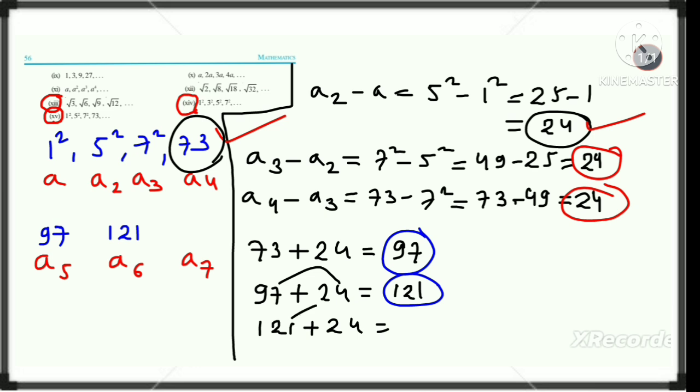Okay, here 1 and 4, 5 and 2 and 2, 4 and 1 as it is. Now the seventh term is 145. Seventh term, 145. Okay students, in this way here we have obtained its 3 more terms, that is a5, a6 and a7.